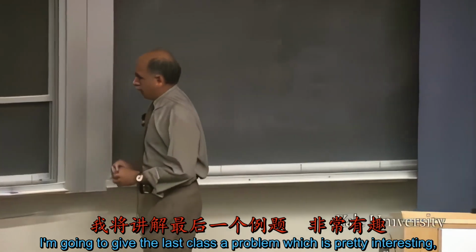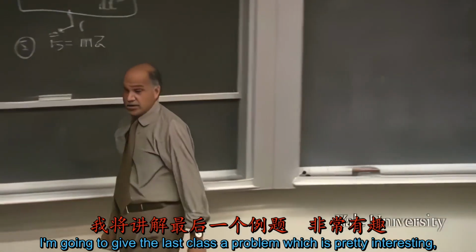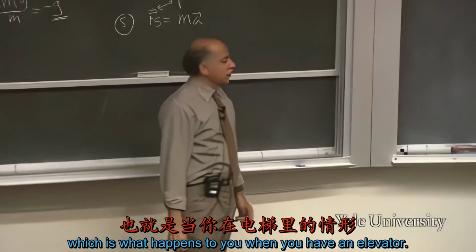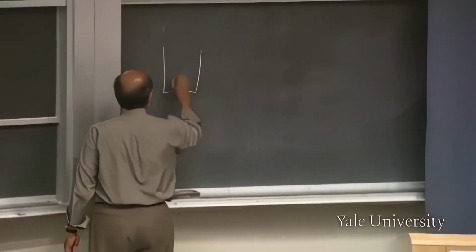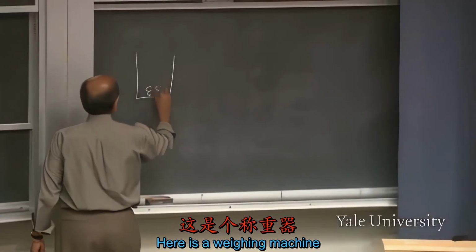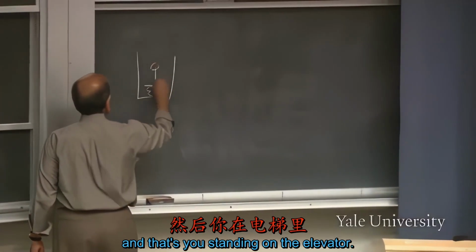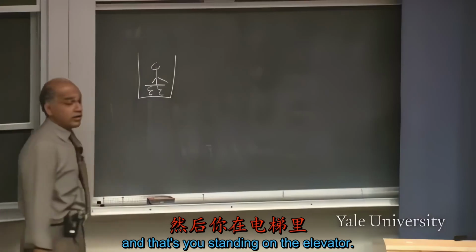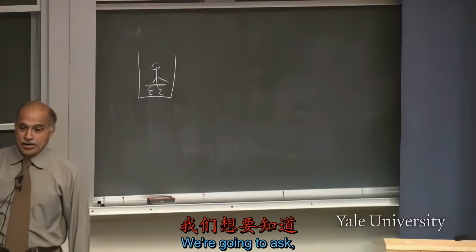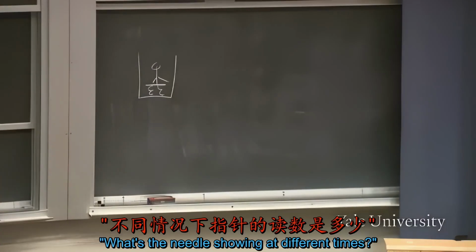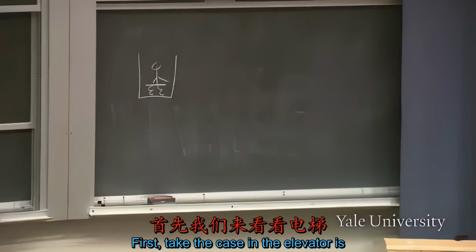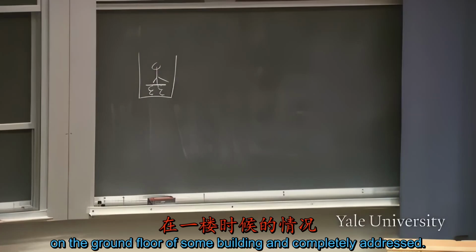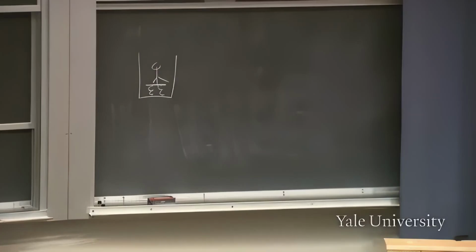Okay, I'm going to give the last class of problem, which is pretty interesting, which is what happens to you when you're in an elevator. So here is a weighing machine, and that's you standing on the elevator. And we're going to ask, what's the needle showing at different times? First, take the case where the elevator is on the ground floor of some building and completely at rest.